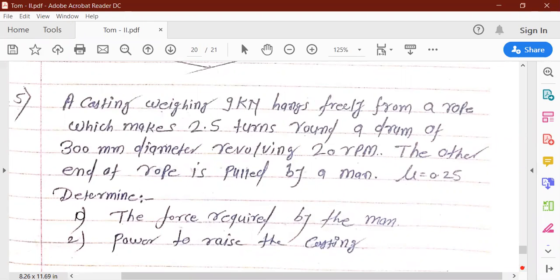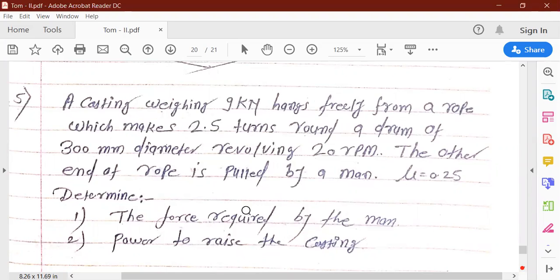This numerical is basically for your tutorial purpose. I will put this numerical in your tutorial, but I will explain the procedure behind solving it. A casting weighing 9 kilonewton hangs freely from one rope, which makes 2.5 turns round a drum of 300 mm diameter, revolving at 20 rpm. The other end of the rope is pulled by a man. Mu is given as 0.25. Determine the force required by the man and the power to raise the casting.